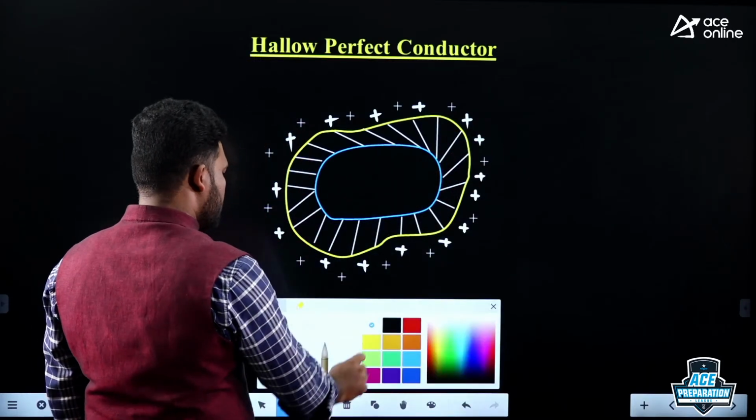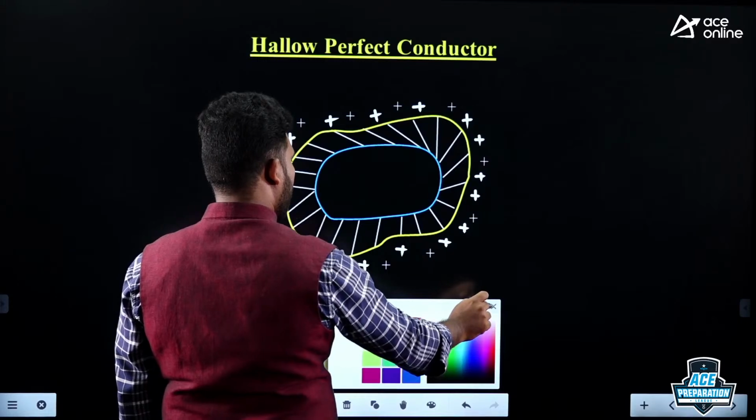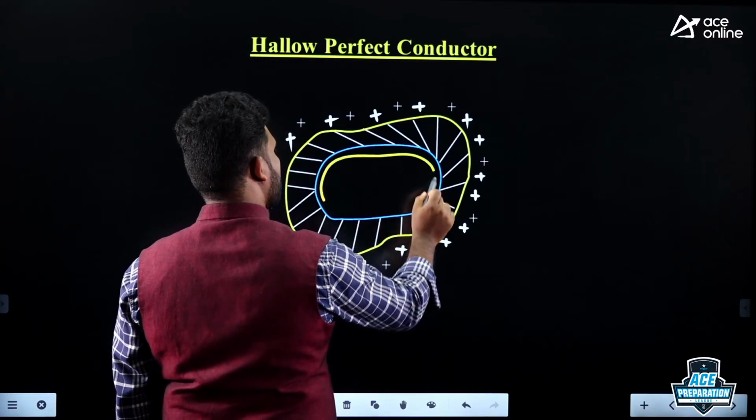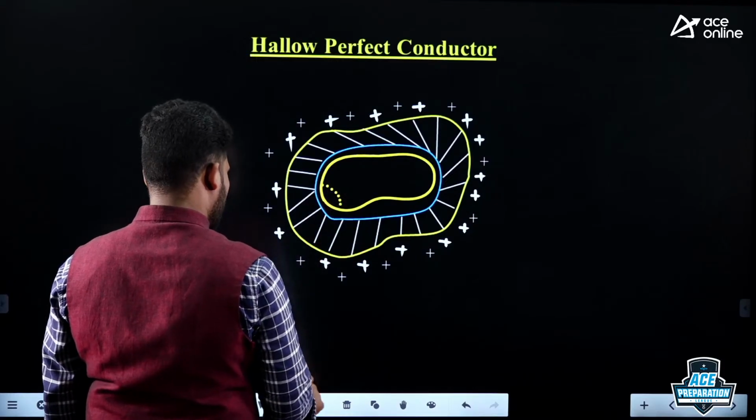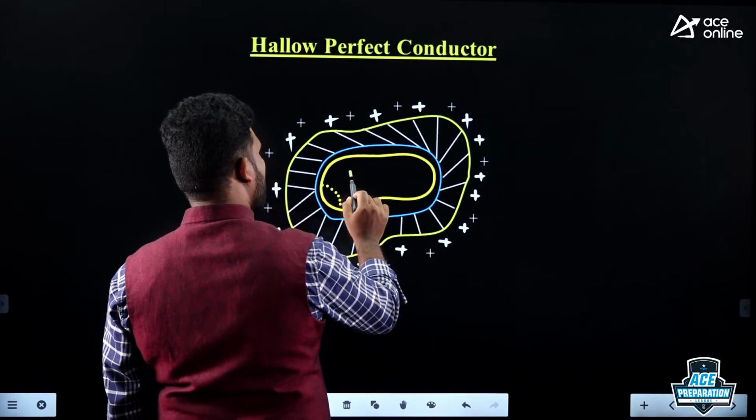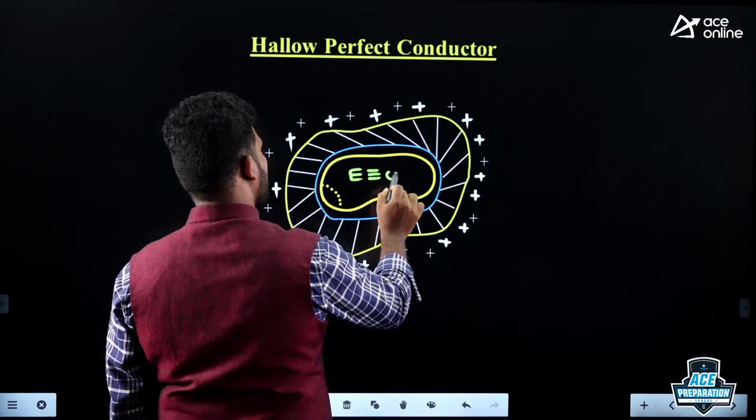Clear? Now let us consider the Gaussian surface here, inside this one. Is there any charge enclosed? No. So what happens to the electric field? Inside the hollow conductor, the net electric field is 0.